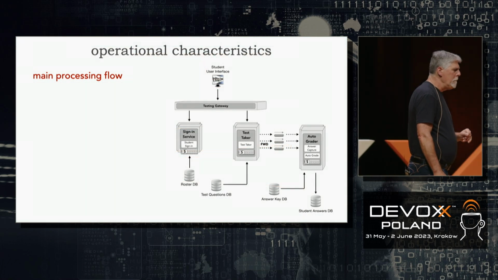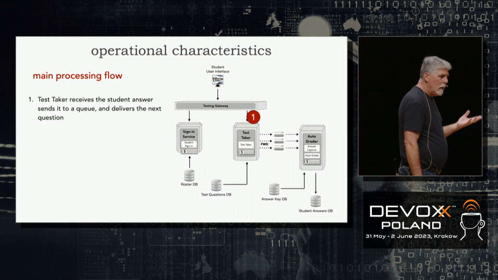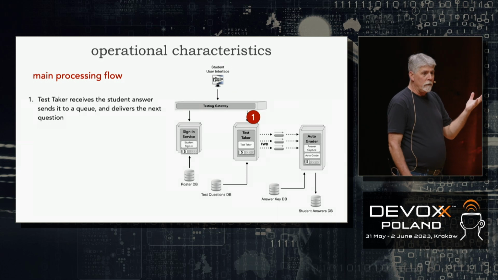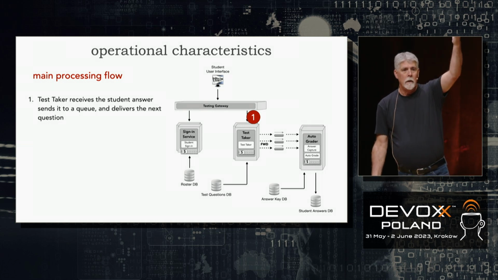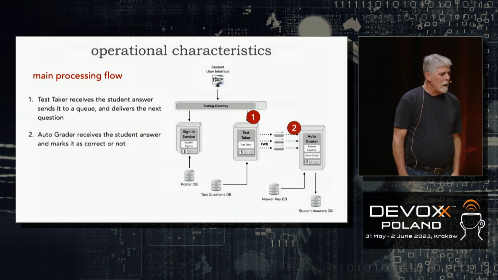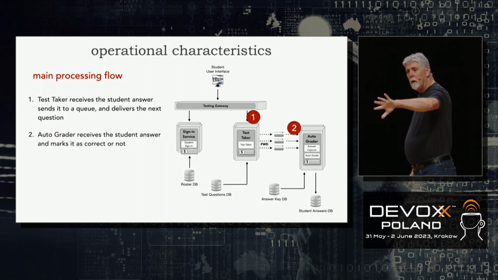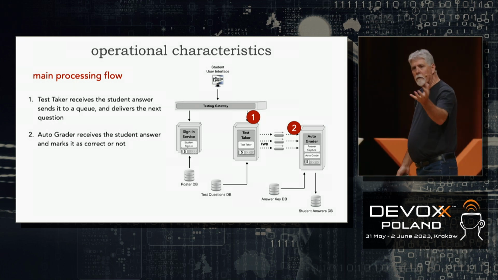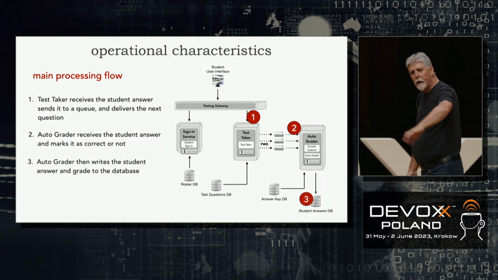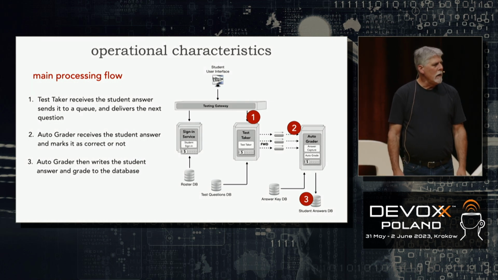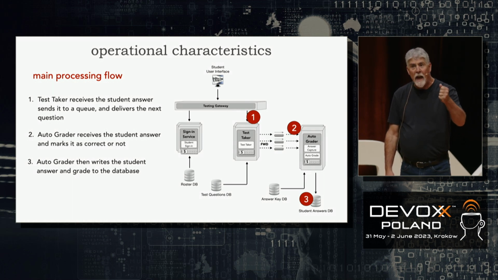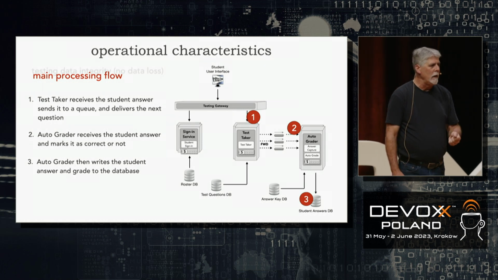So, here's the main processing flow. Student basically answers a question. The test taker receives that, sends it to a queue, sends up the other answer. The auto grader dequeues it and marks it, either correct or incorrect. And then finally, persists it in the database. Okay. How can we guarantee no data loss? That is one of our main objectives. You cannot lose ever a student answer.